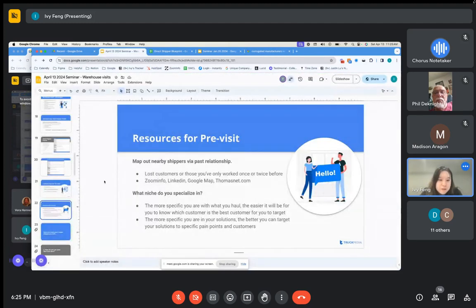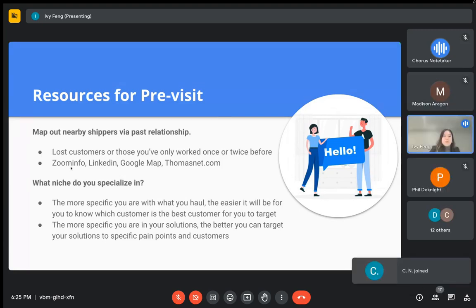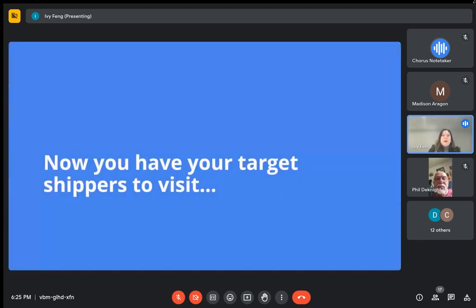So I don't want to go into too much detail. Later on, at the end of the presentation, if you'd like me to, I can. But just high level, these are some of the ways you can go about it. ThomasNet.com, ZoomInfo, and LinkedIn are also more resources for you to find shippers. But it's important, again, to know who your customer is, know who's not your customer, and then start finding how to target them.